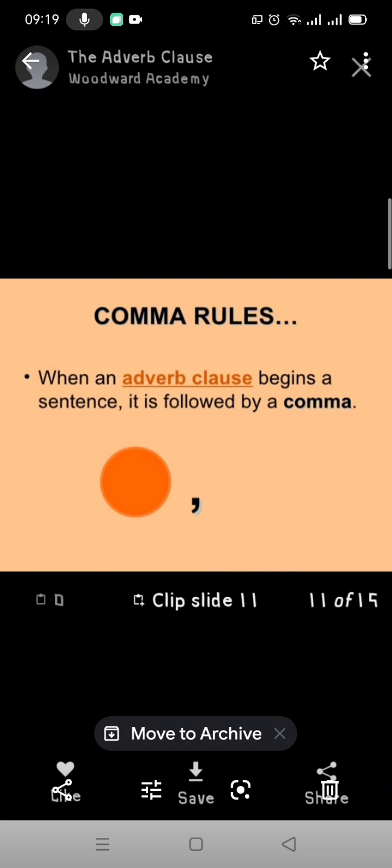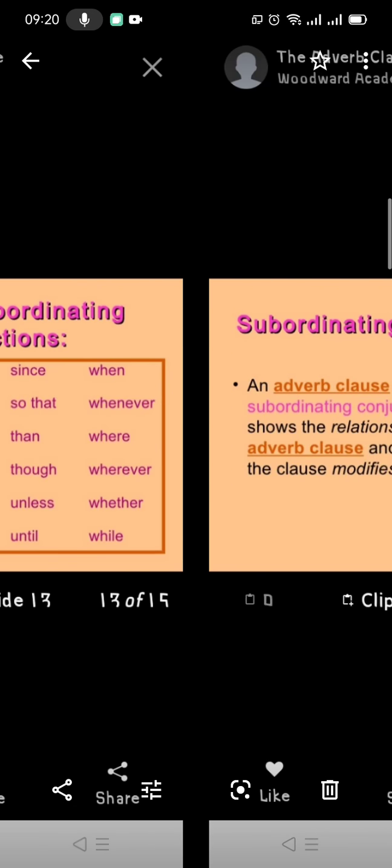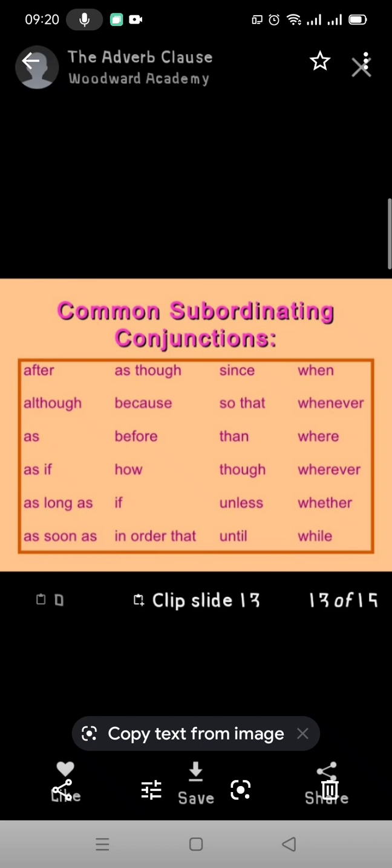Then, one more rule to keep in mind: whenever a sentence starts with a subordinate clause or adverb clause, a comma must be used at the end of this clause. Then, there are some subordinate conjunctions that you may see on the screen. They will be helpful for you while you are making adverb clauses.